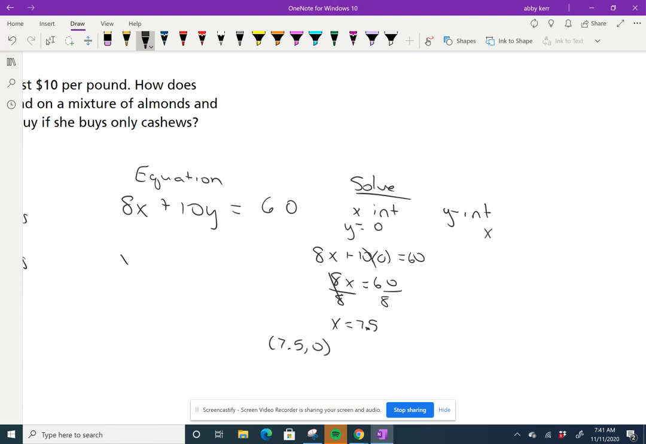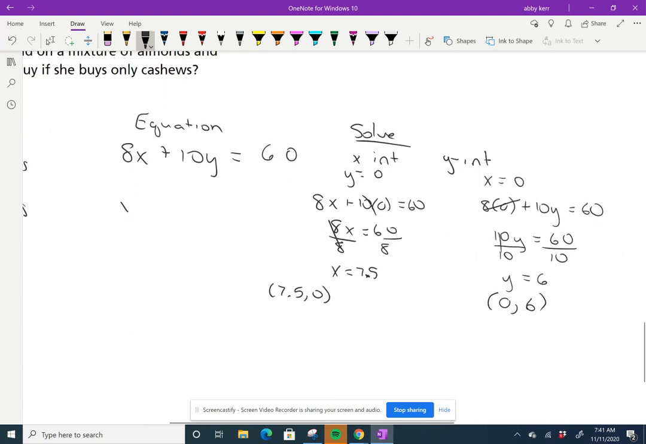And then our y-intercept is x equals 0. So 8 times 0 plus 10y equals 60. 8 times 0 goes away. We're left with 10y equals 60. Divide by 10 on both sides. y equals 6. So then that combination would be 0, 6.